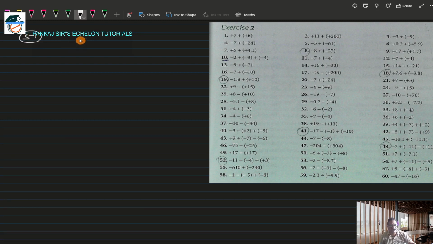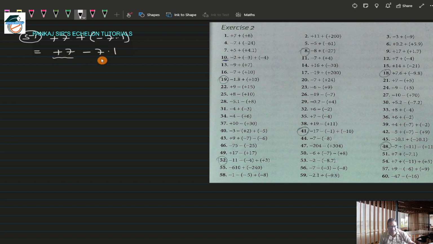Question number 51 says plus 7 plus, inside the bracket, minus 7.1. Now how to work this out? First we'll get rid of this bracket. So you can write this as plus 7, and plus into minus is minus, so 7.1. The bracket has been removed.